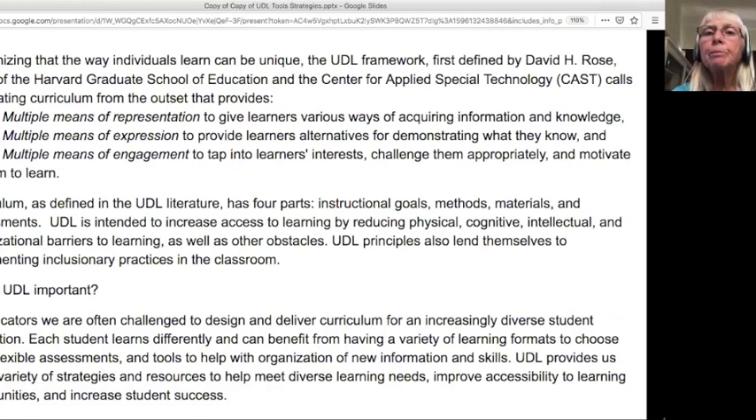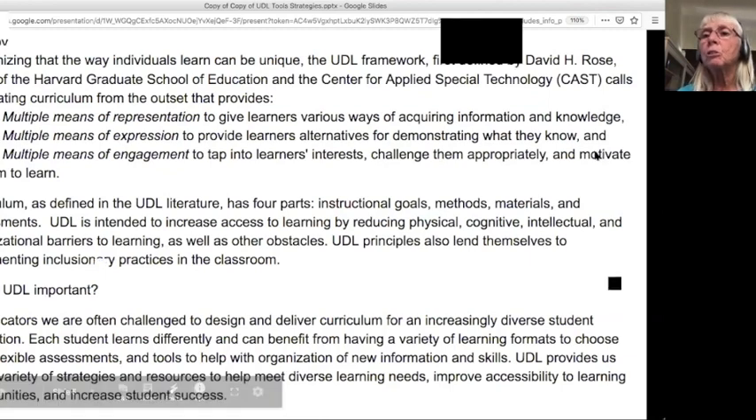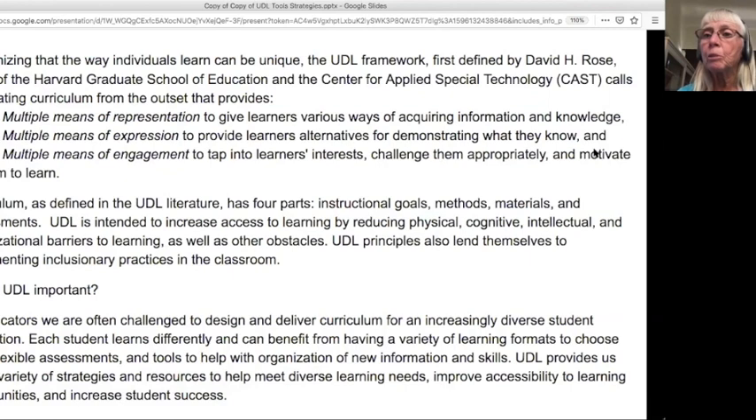So of course we have to address curriculum, and that also is part of UDL, and they give that in 4 parts: instructional goals, methods, materials, and assessments, to increase access by reducing now all of these: physical, cognitive, intellectual, organizational, and I would now need to add cultural and racial obstacles that students find presented in the classroom. Well, you find it presented everywhere.